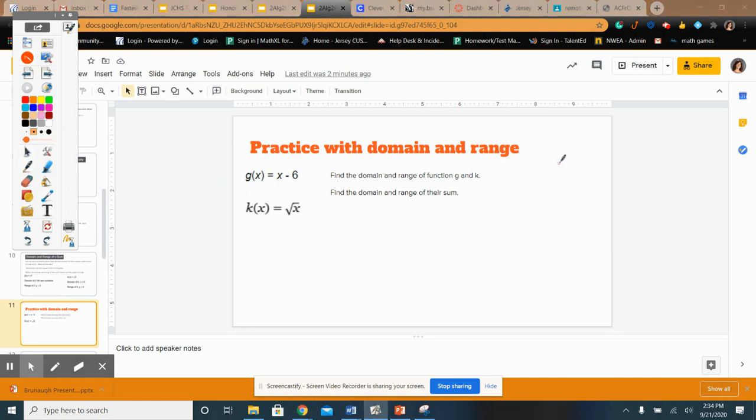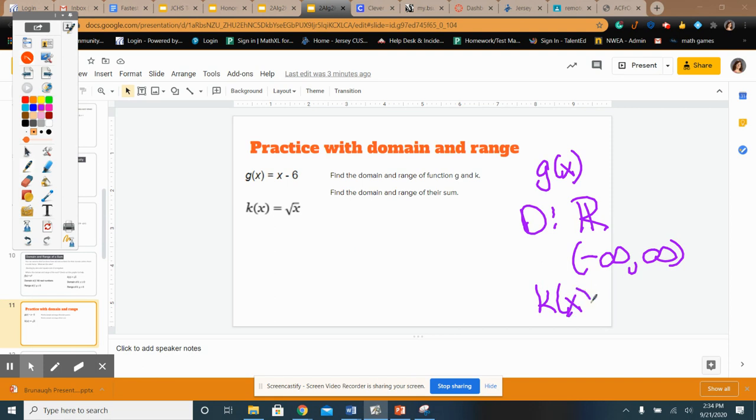Well, g of x is just a line. There are no risk factors for g of x. So for the domain of g of x, we say it is either all real numbers, or you can say negative infinity to positive infinity. As far as the square root of x, for k of x, we have risk factors. The domain, we know that x can't be negative, so it has to be greater than or equal to 0.